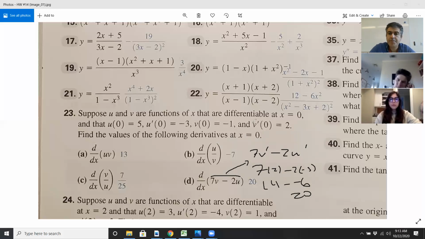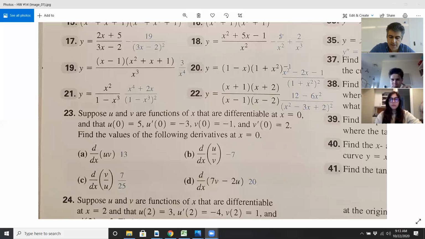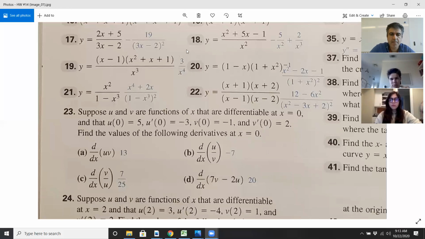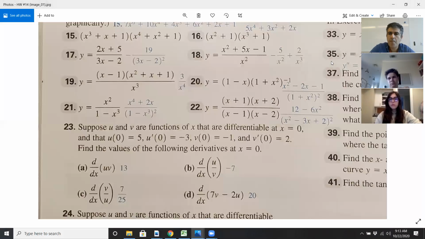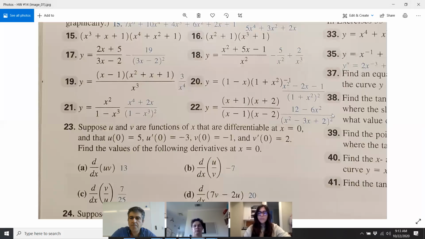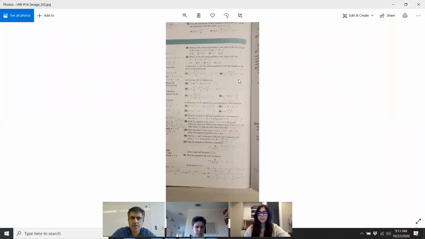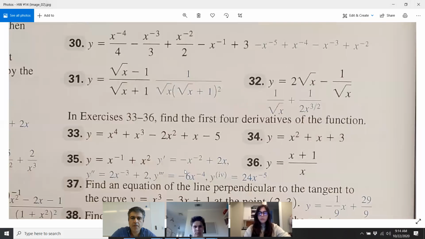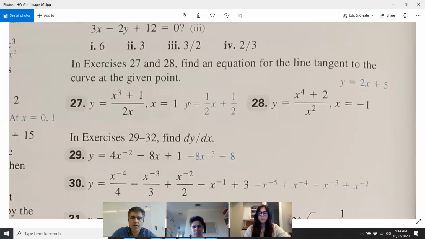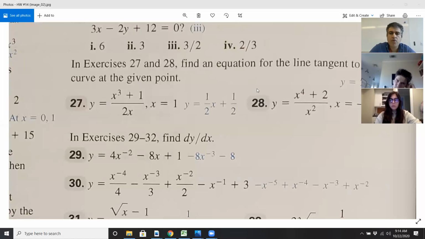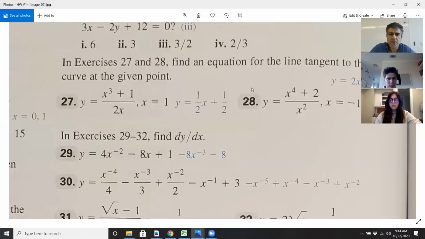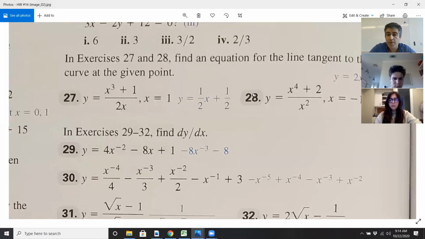Okay, let's keep moving. Let's take a look at 27 and 31 since someone asked about that. Okay, reposition. Okay, 27, you have to find the equation for a tangent line to the curve at the given point. So you're going to have to do a derivative, right?